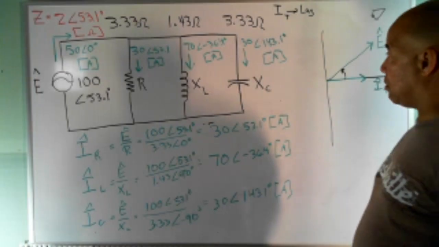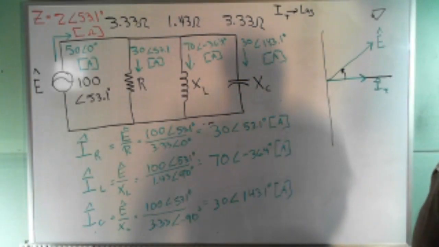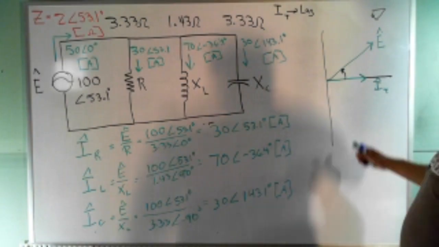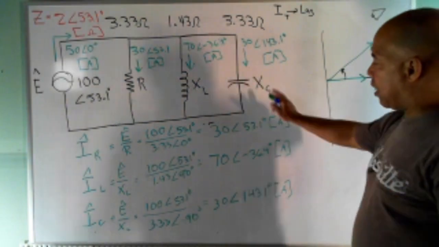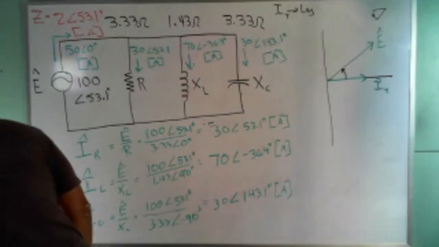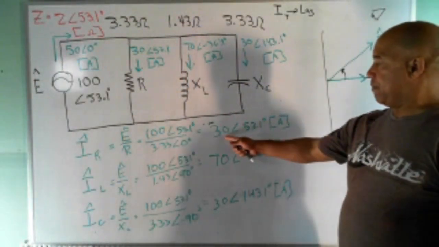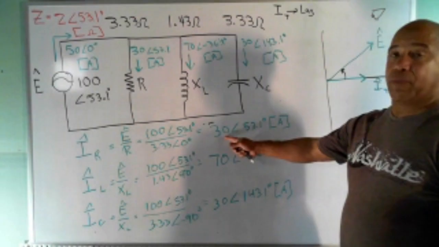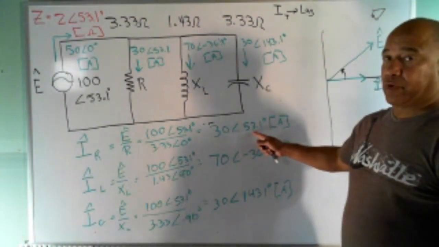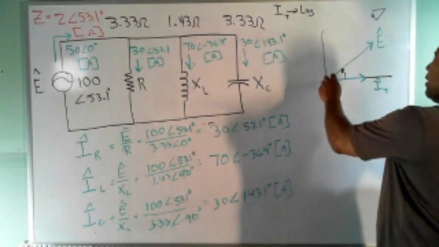All right, so that's my phasor diagram. And what you really should do on this is show all the phasors. So I'm going to show these other ones, and I'm going to make it a different color just so they stand out. So I got my current through my resistor at 53 degrees, which sits right on top of the voltage, and that should be that way.